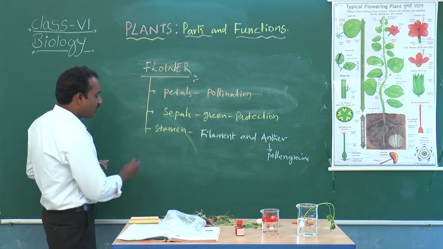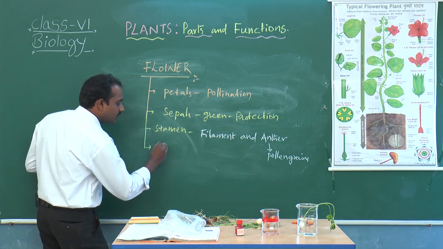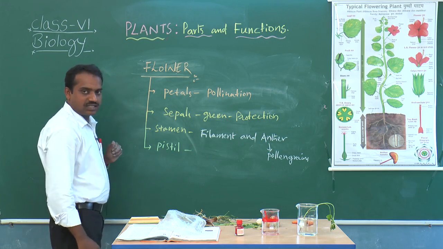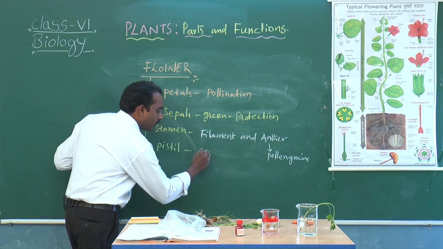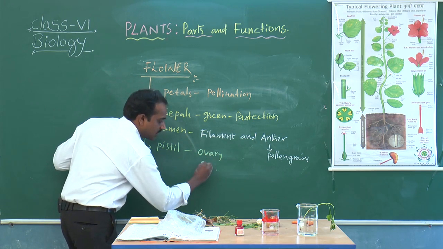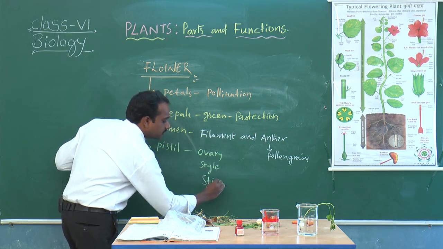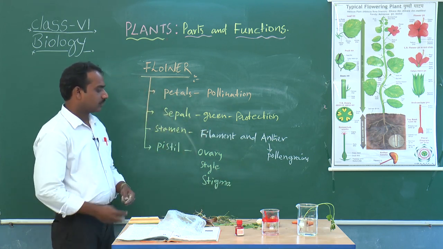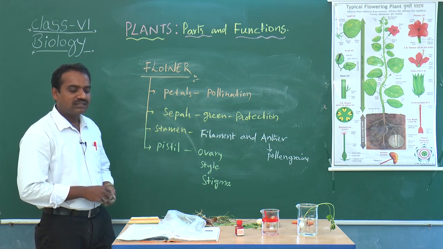Then another important part of the flower is called the pistil, which consists of different parts like the ovary, style and stigma. We will discuss more about flowers in the next classes.